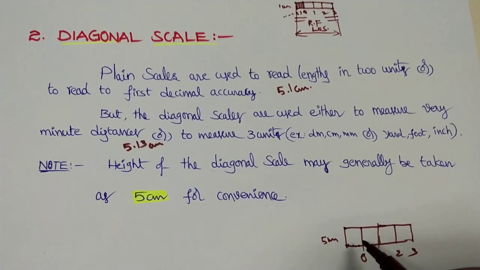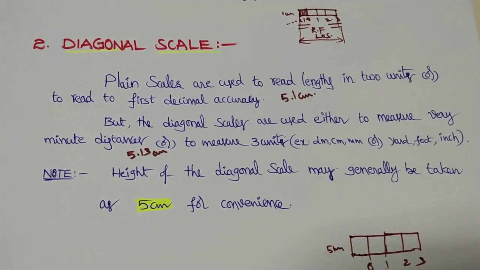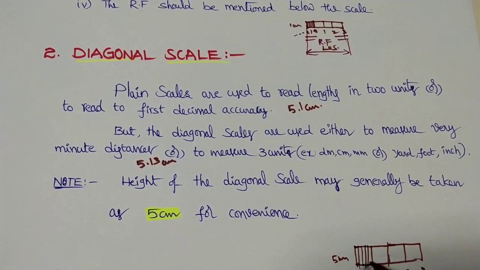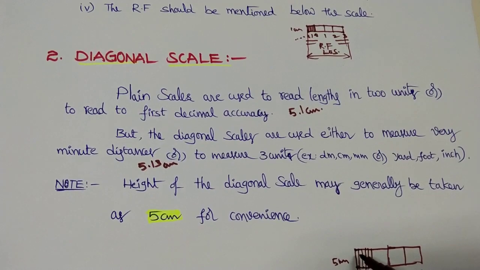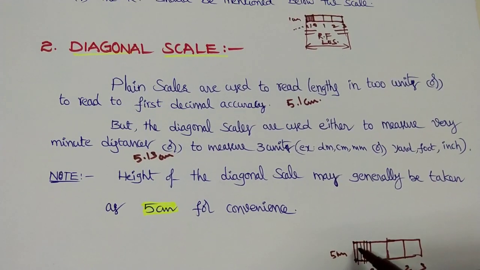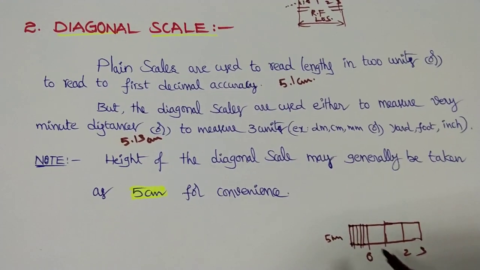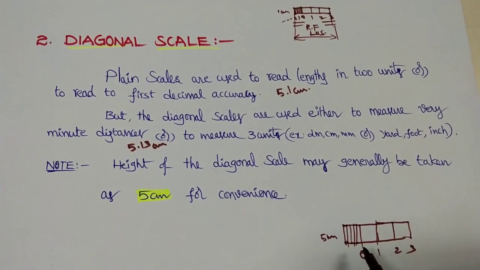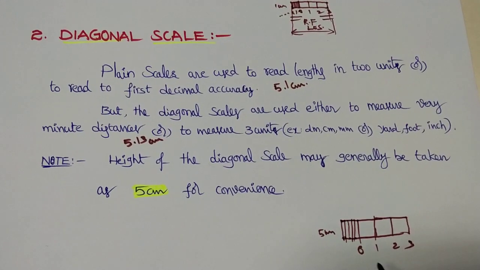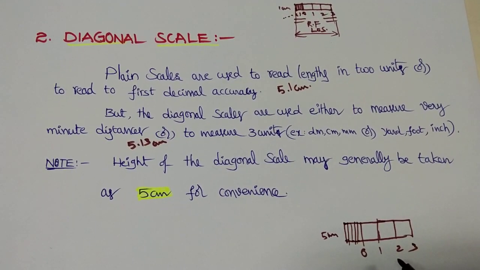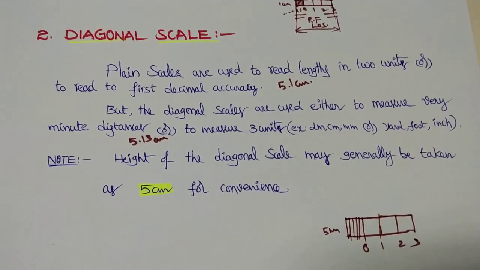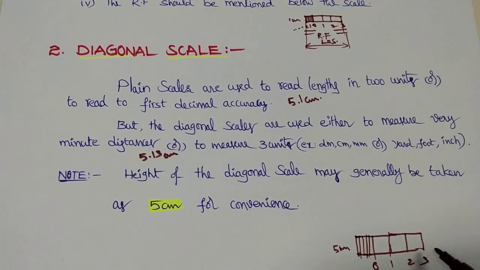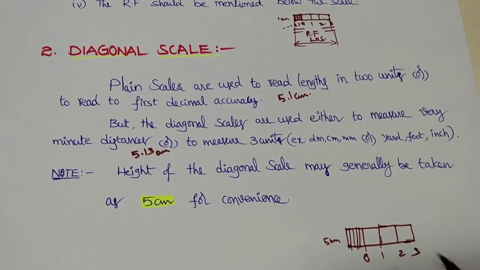That is the new point compared to the plane scale. Once we have the subdivisions, we should divide each subdivision into a number of diagonal divisions. That is the new point. I will explain this very clearly in the construction of diagonal scale. You can watch the construction of diagonal scale video, so that you will get a clear knowledge about this construction.